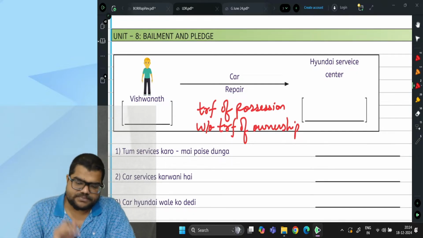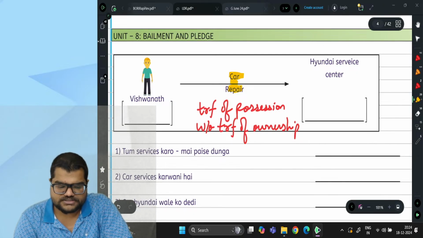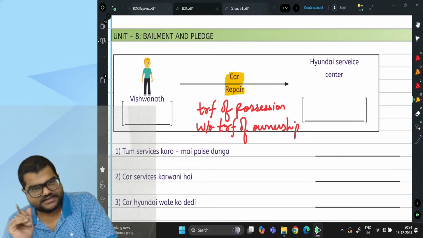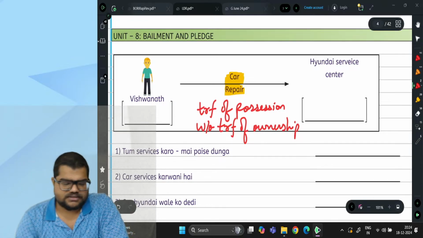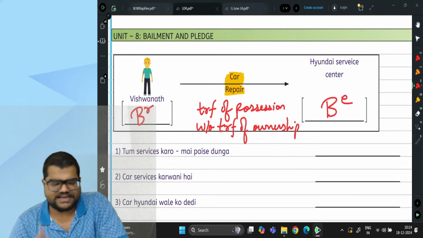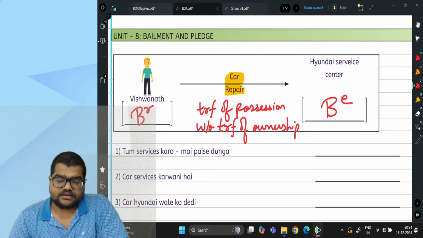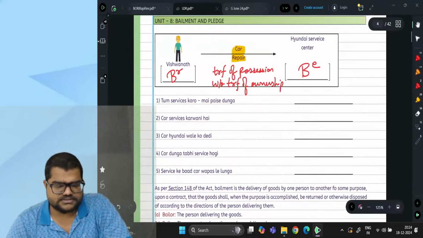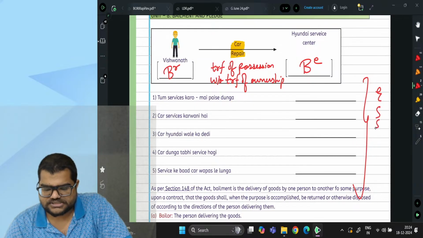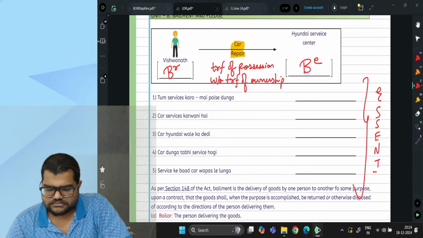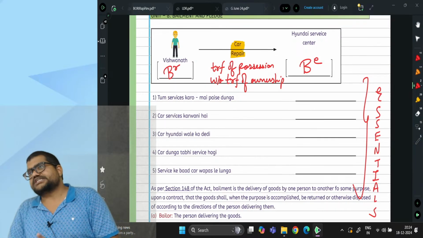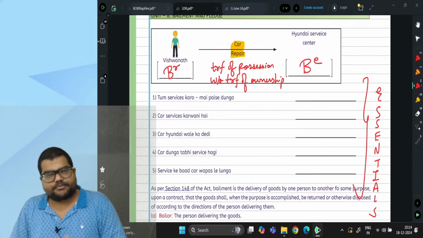So in my example, I have given my car for repairs to the service center. Now it is so obvious. I am the bailor and the service center is the bailee. Now what is important from the exam point of view is the essentials of contract of bailment. Very important from the exam point of view.